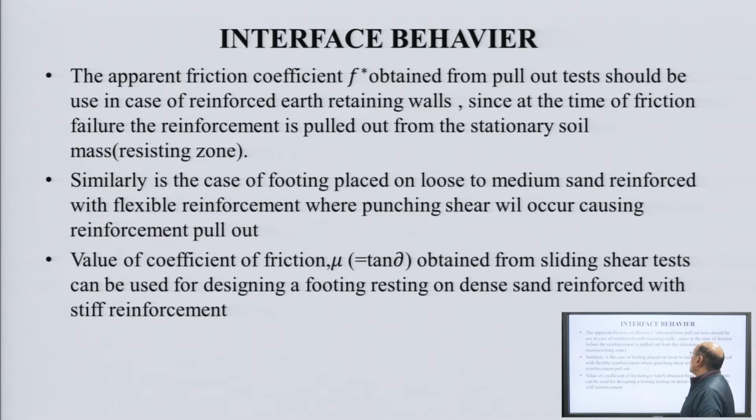The apparent friction coefficient F star, often from the pull out test, should be used in the case of a reinforced earth retaining wall, since at the time of friction failure of the reinforcement, the punching shear will occur causing reinforcement pull out. The value of the coefficient of friction mu, that is equal to tan delta, obtained from the sliding shear test, can be used for designing the footing resting on dense sand reinforced with the stiff reinforcement.